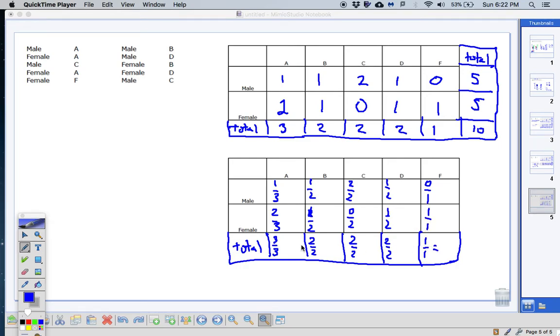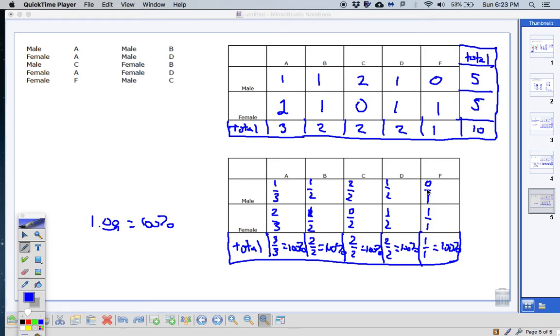Our totals down here should always be 100% because they equal 1. 1 divided by 1 is 1. This is 100%. Because when you have 1, it's 1.0, and you move the decimal to the right, you get 100%. So 2 out of 2 is 100%. And 3 out of 3 is also 100%. So these bottom lines here for totals are always 100% in the conditional distribution.